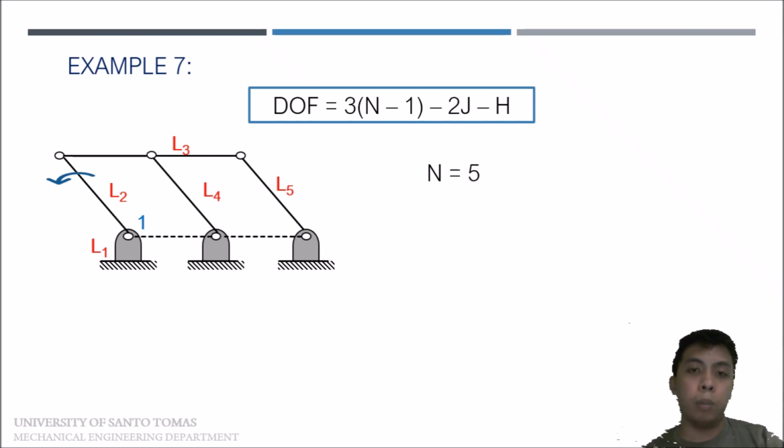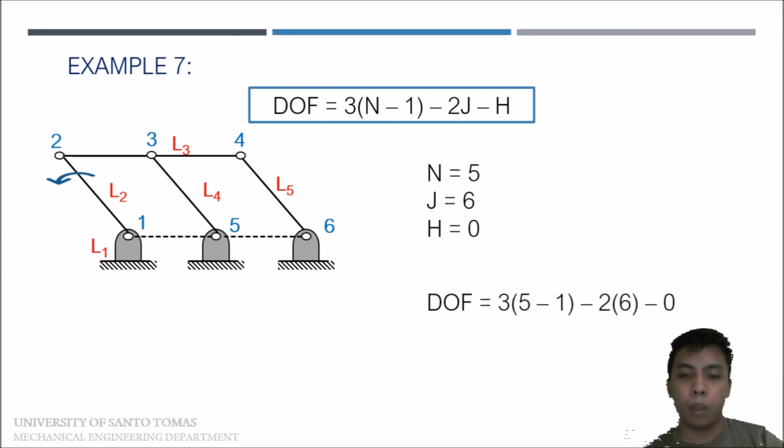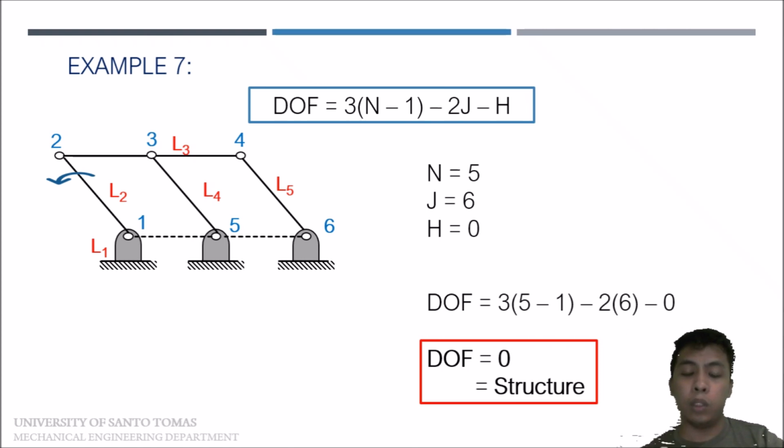So the total number of links in this mechanism is 5. Next, counting the number of lower order pairs, we have 1 revolute here, another one here, another revolute here, another revolute, revolute, and revolute. So a total of 6 revolute pairs, or 6 lower order pairs, in the mechanism. For higher order pair, it will be equal to 0. So solving for the degree of freedom, DOF will be equal to 3 times 5 minus 1, minus 2 times 6 minus 0. That will be equal to 0.